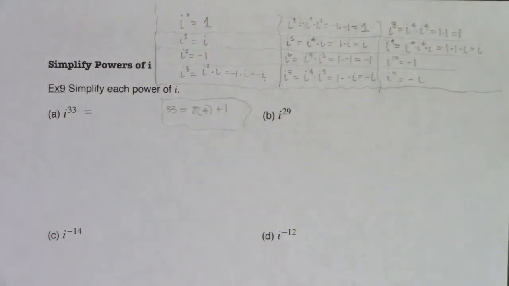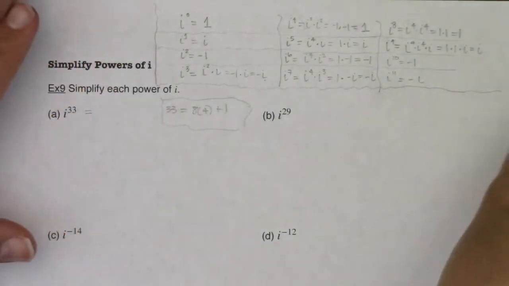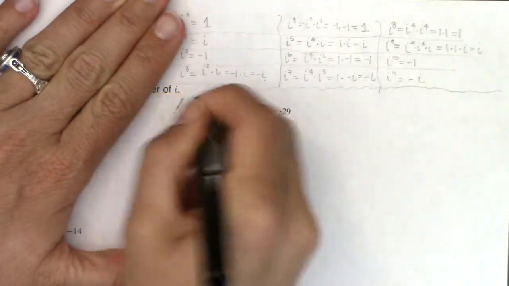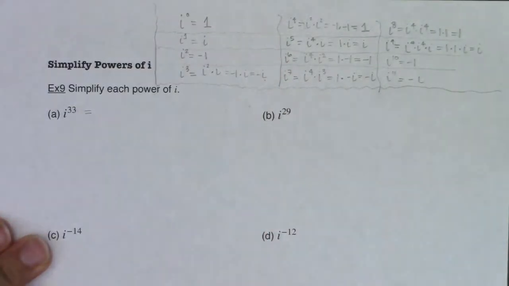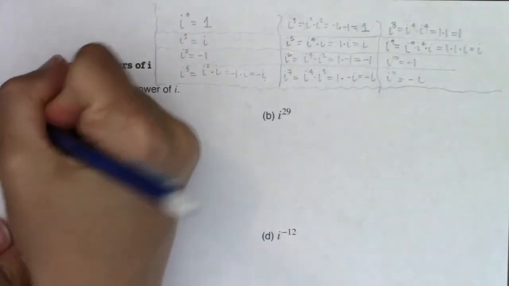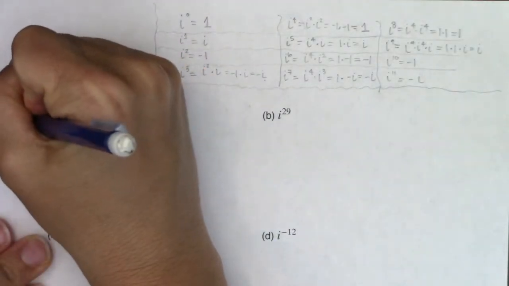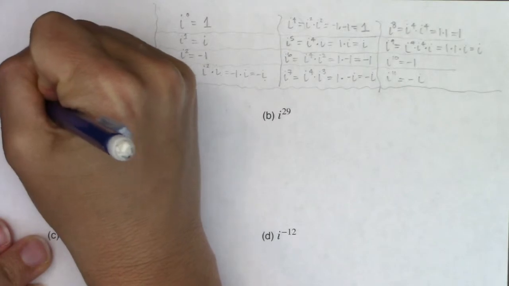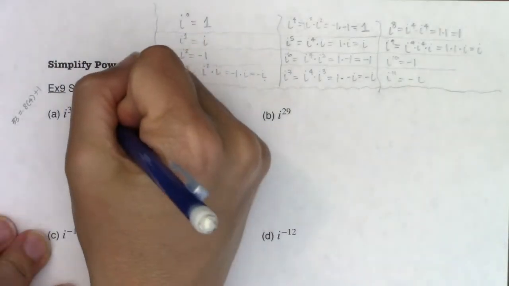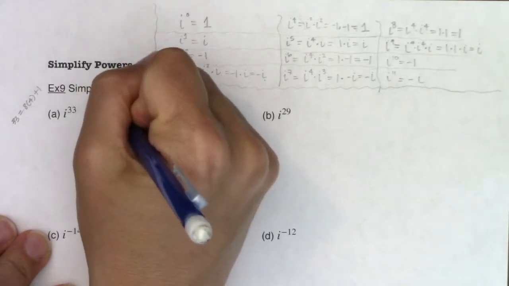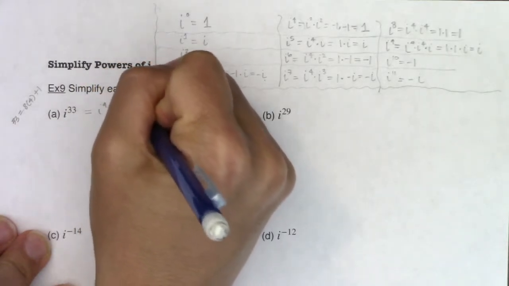Actually, let me put this in a slightly different spot, off on the margins. So I could say here, 33 is equal to 8 times 4 plus 1. And the reason I want to say that is because this is equal to i to the fourth times i to the fourth times i to the fourth.